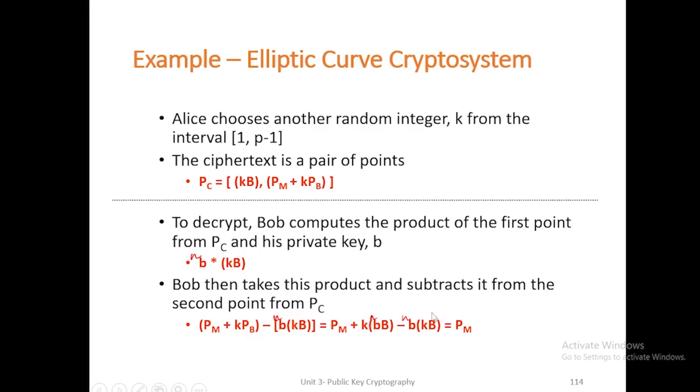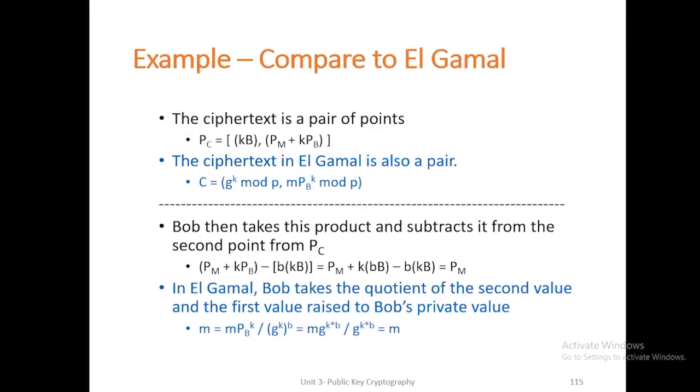This is the plus positive value, this is the minus value. So if you cross check it, the final answer is PM. So this is the elliptic curve crypto system. Bob then decodes PM from the message. So compare to Elgamal crypto system.